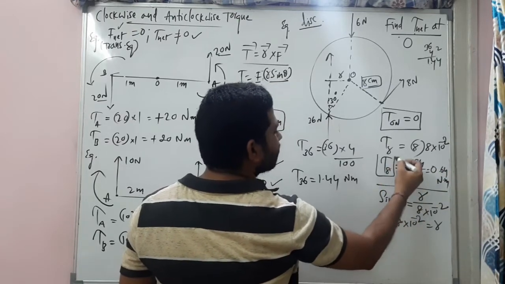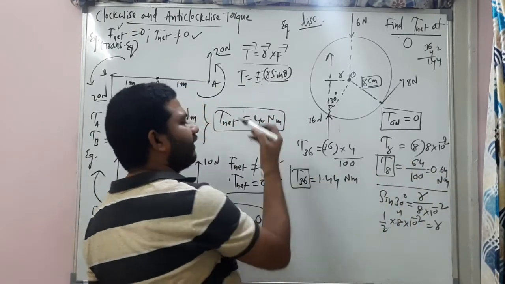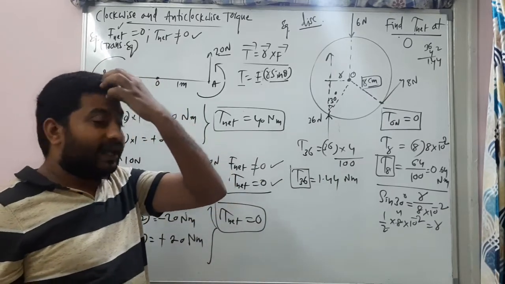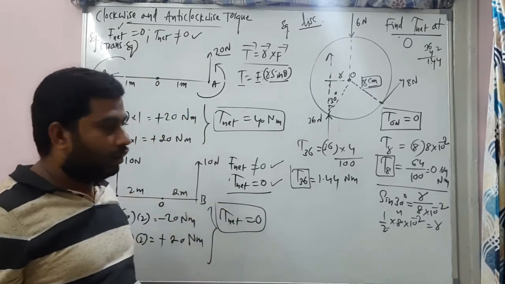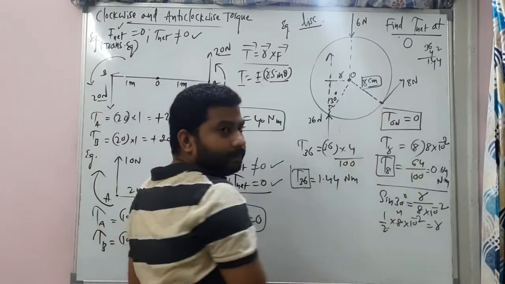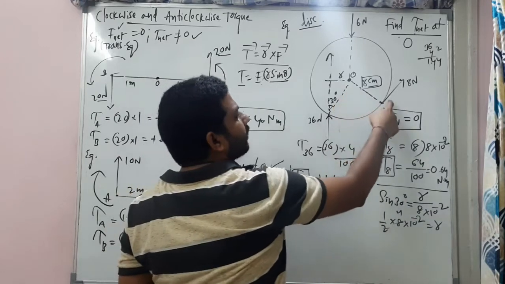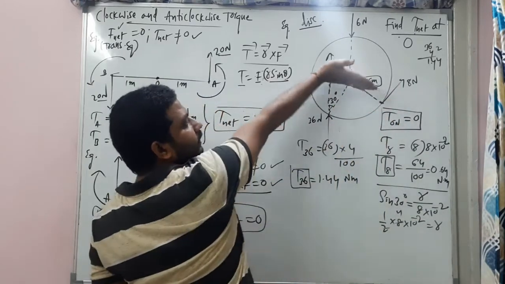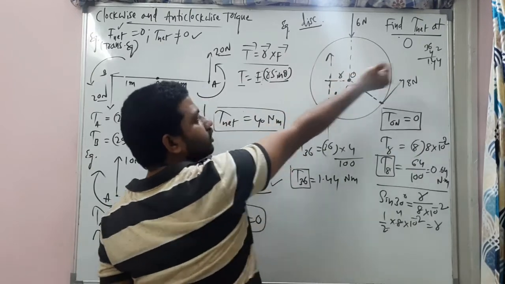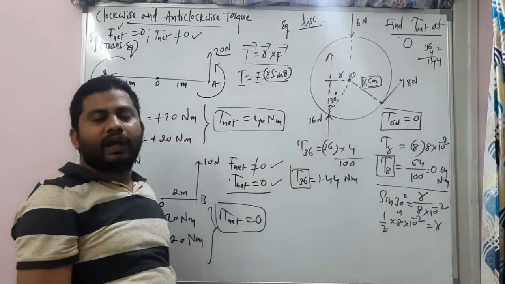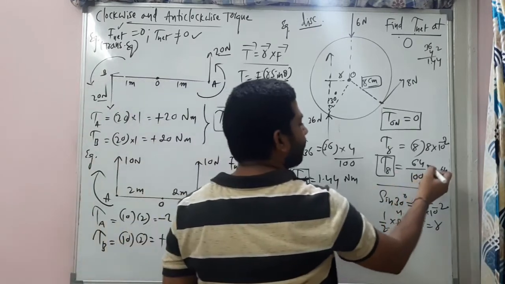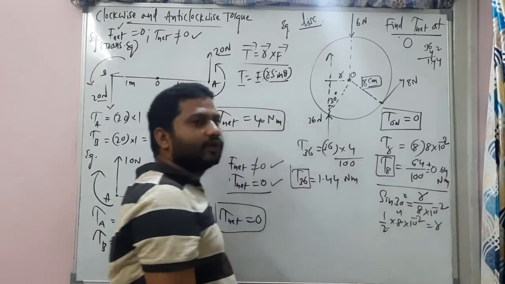Look here. This is one value and this is the other value. We need to talk about the direction also, right? Direction is also very important. In this case, R bar cross F bar. See here, this is R bar, this is F bar. So the torque is out of the plane, and it's positive. So this is positive, plus 0.64.